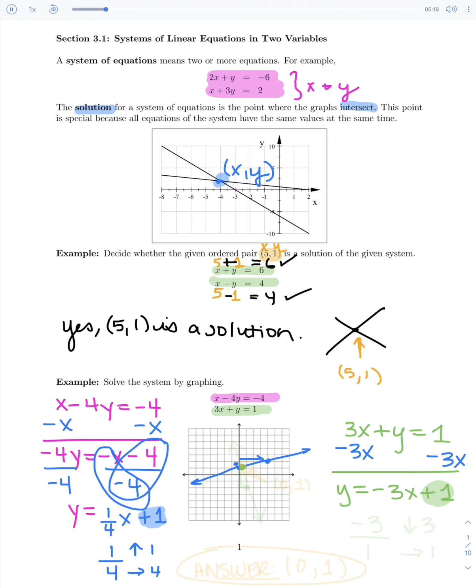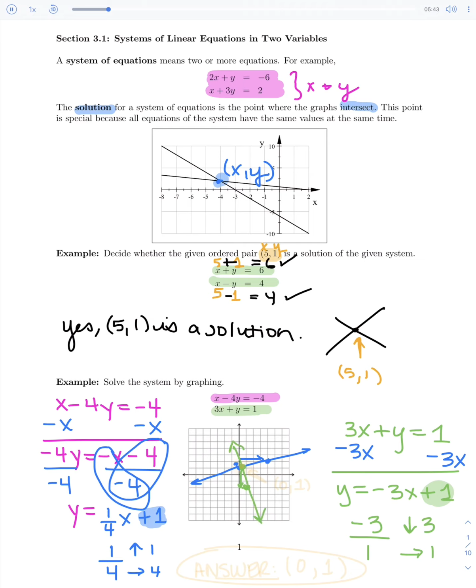Then we'll use our slope, which is negative 3, which is negative 3 over 1, which means we're going to go down 3 and to the right 1. So we'll go down 1, 2, 3, and to the right 1. And then we can draw our line through our 2 points. Doesn't have to be perfect.